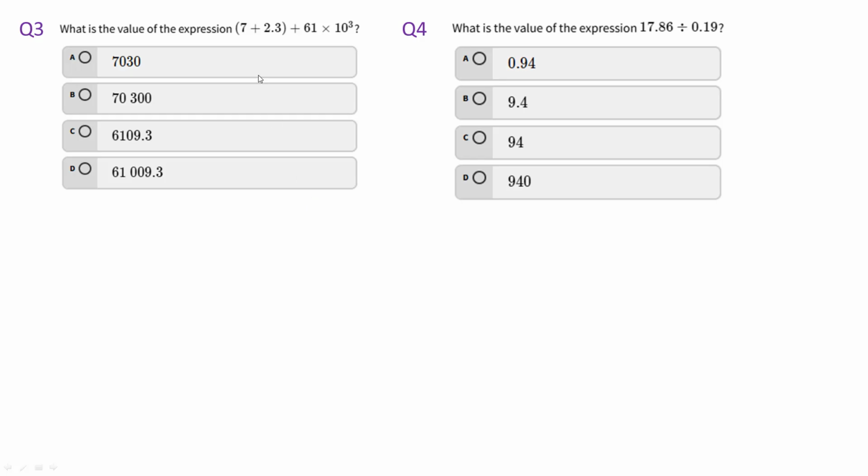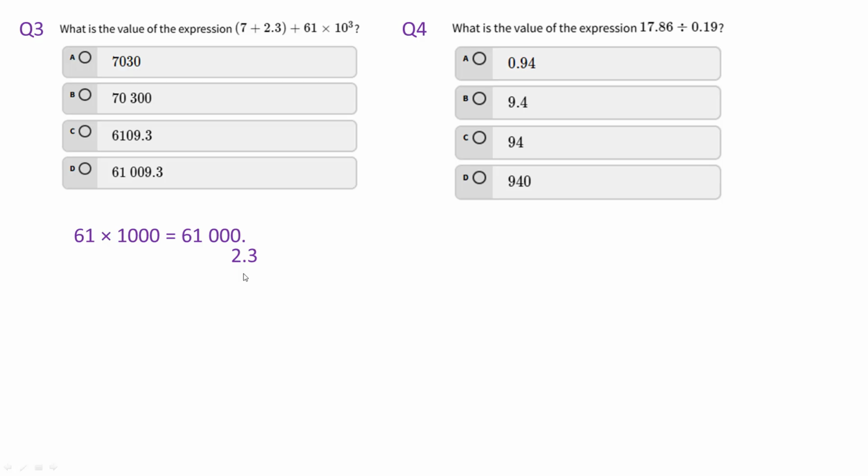Question number 3, what is the value of the expression 7 plus 3 in brackets plus 61 times 10 to the third, or 10 to the exponent 3? Now, 10 to the exponent 3 is 1,000. It's 1, 0, 0, 0. If there's 3 zeros, that's what the exponent means. So this is really 61 times 1,000, and then plus 7 and 2.3.